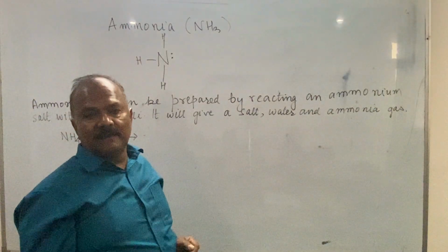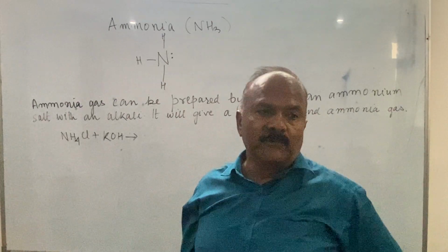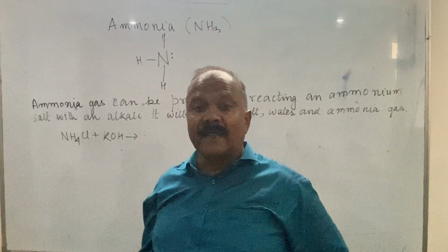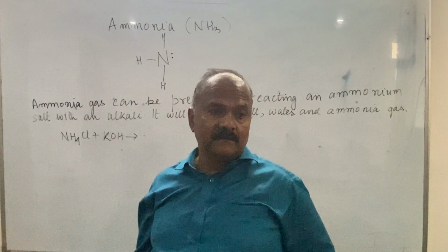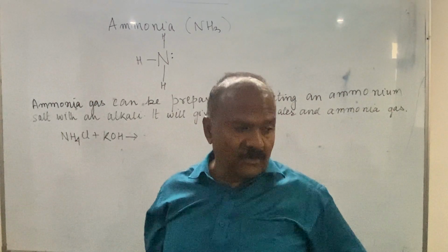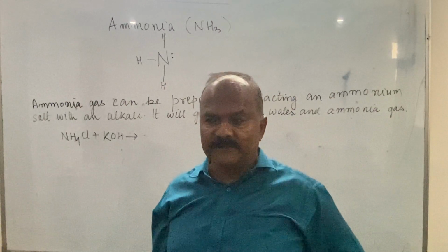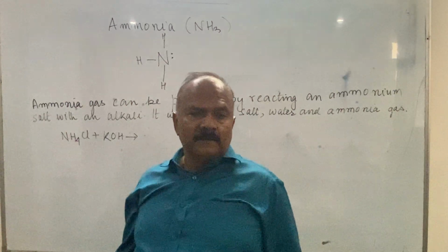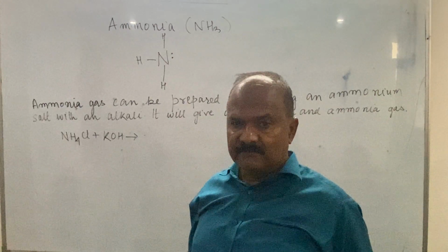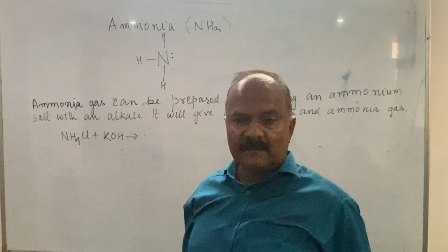So once again I will tell you about how we can prepare ammonia gas. Ammonia gas can be prepared by reacting an ammonium salt with an alkali. It will give you a salt plus water and ammonia gas, not ammonium, ammonia gas. Now this ammonia gas is the only gas which is basic in nature. Remember, this is the only gas which is basic in nature.